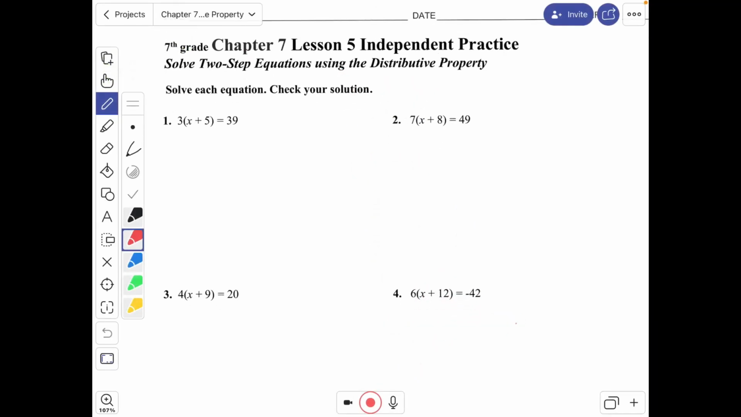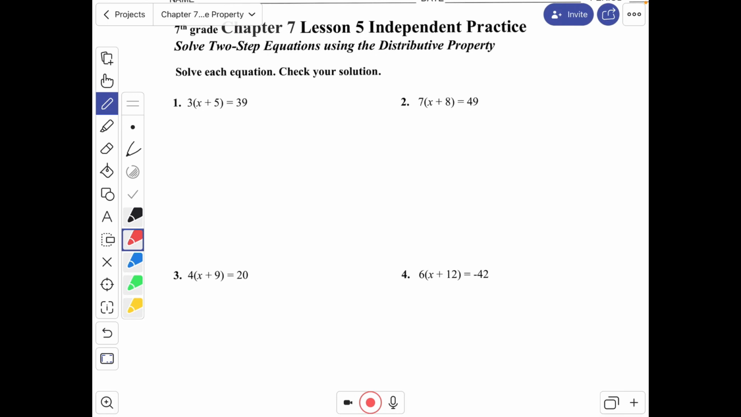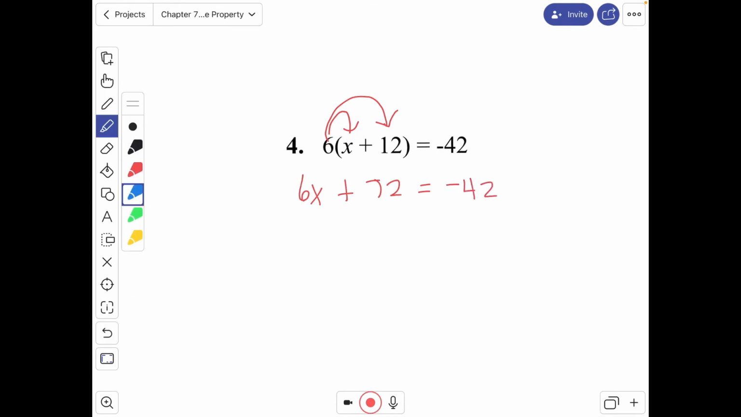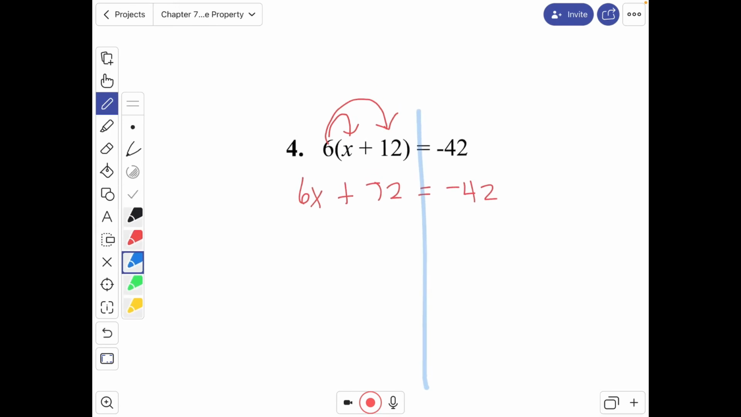Let's look at some of the problems you're to do today. So let's do number 4. Remember, we're distributing what's outside the parentheses to what's inside the parentheses. So 6 times x plus 6 times 12, which is 72, equals negative 42. And then we want to solve it, remembering to do the same thing on the left that we do on the right.